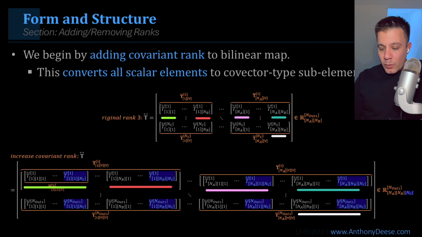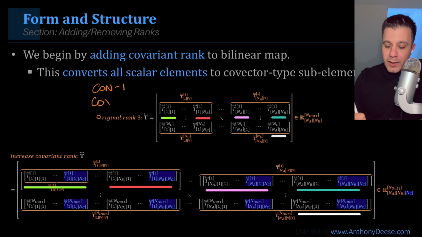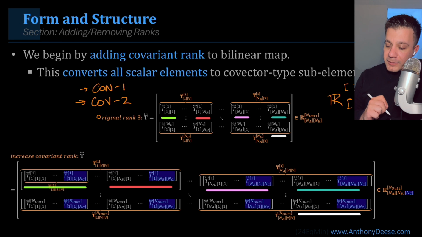Okay, so now we move on to form and structure. I think this is one of the more interesting parts of the lecture. So how does the form and structure of the tensor change with adding, well, let's start off by adding a single covariant rank. So up here, our original tensor has a contravariant rank 1 and a covariant rank 2. And we see this in the fact, well, first, if we look over here at the size, it has a single superscript, which corresponds to its contravariant rank, and 2 subscripts, which correspond to its covariant rank.